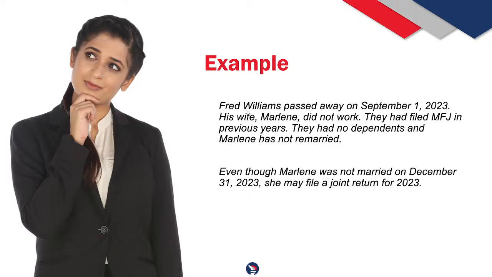So, an example: Fred passed away September 1st of 23. His wife, Marlene, did not work. They filed married filing jointly in previous years. They had no dependents. Marlene is not remarried. So even though Marlene is technically not married as of December 31st of 2023, when she files her 23 taxes, she can do a married filing jointly return.